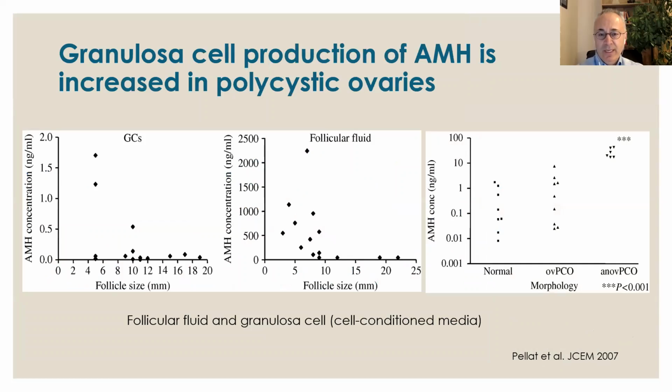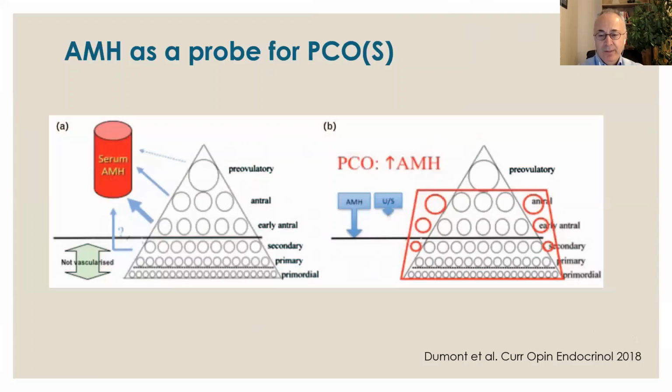So this is data from Helen Mason's group. If we look at the granulosa cell production of AMH, we see that it's increased in polycystic ovaries, and it's the highest in women with PCO and anovulation. And that's why it is proposed that serum measurements of AMH could be used instead of doing ultrasonography and counting follicles and looking at the volume of the ovary.